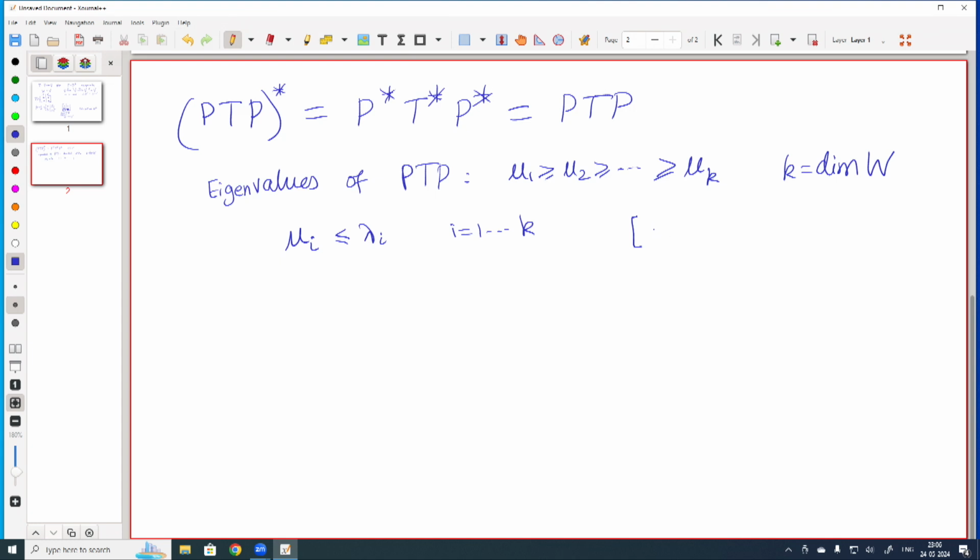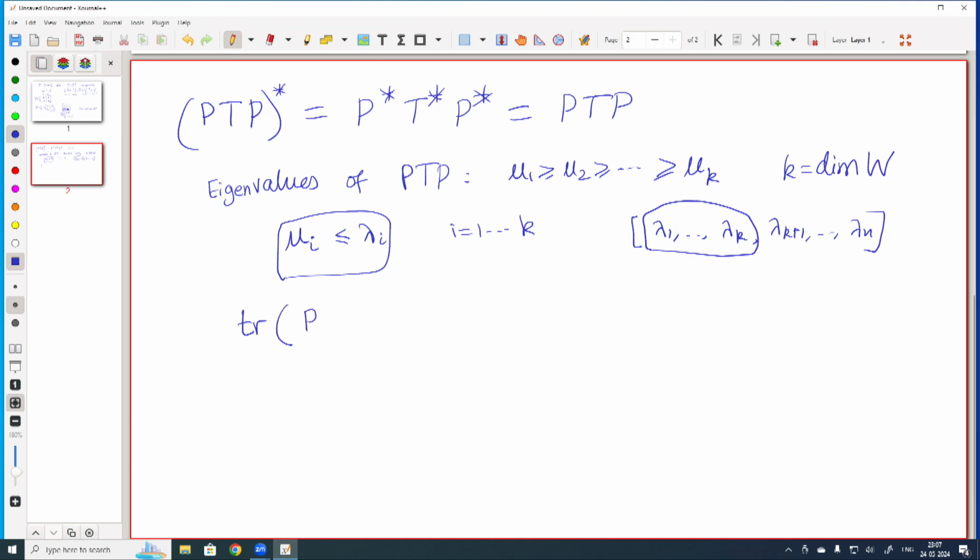Okay, so I take lambda 1, ..., lambda k, and there are of course a few more, lambda k plus 1 through lambda n. So this inequality only concerns the first k of them, mu i less than or equal to lambda i. Okay, now this is going to be important for what I am going to say. In particular, this means that the trace of this operator, so if you look at PTP, the trace just means, see what is the trace of this operator going to be?